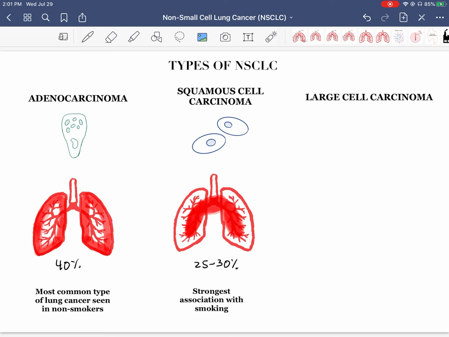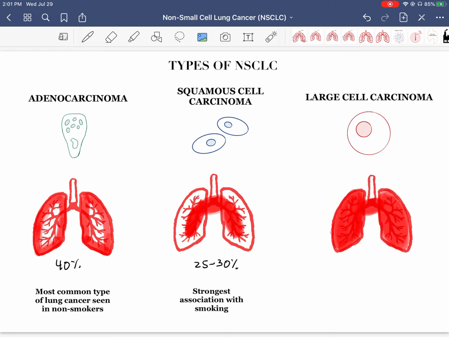Large cell carcinoma affects our large cells and can appear in any part of the lung. Large cell carcinomas comprise roughly 10 to 15% of all lung cancer cases. Large cell carcinomas tend to grow quickly and have the highest tendency to spread throughout the body.